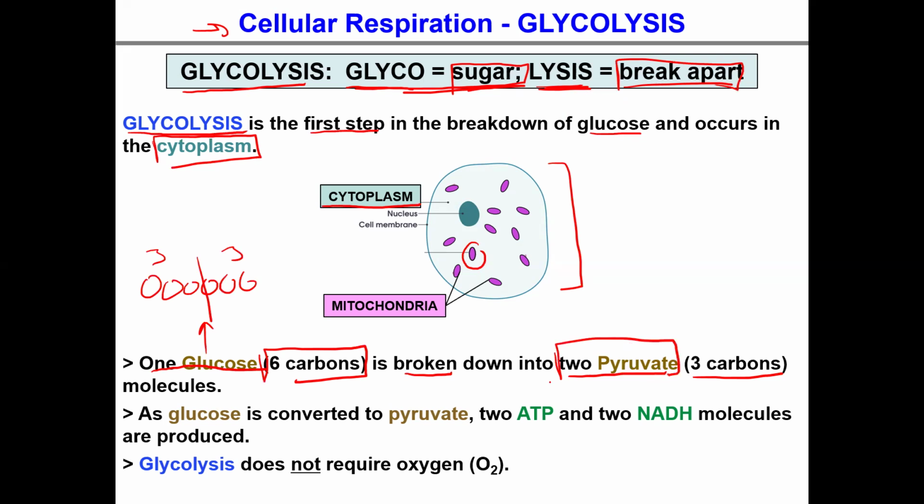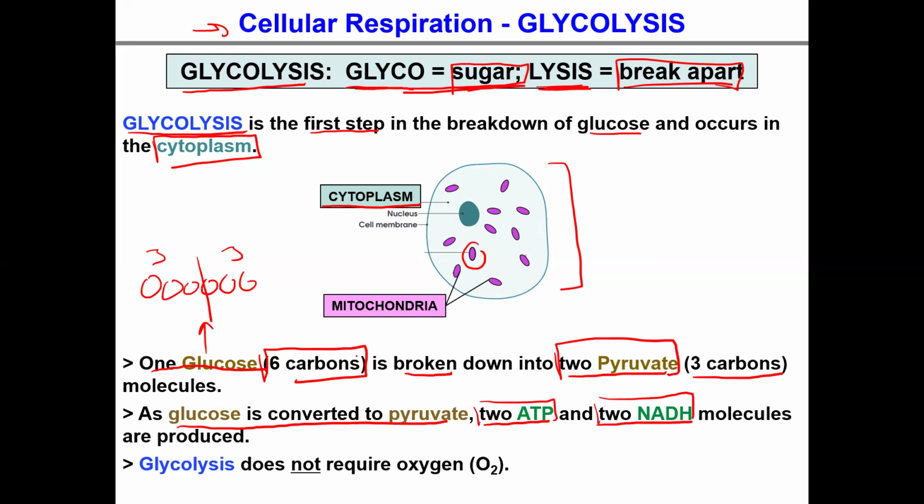Now, the thing that's really important about this is as we're converting glucose into our pyruvates, we're going to actually produce 2 very important molecules. In this case, we're producing 2 ATPs, and we're also producing 2 NADHs. Now, these are going to play an important part in the coming slides.